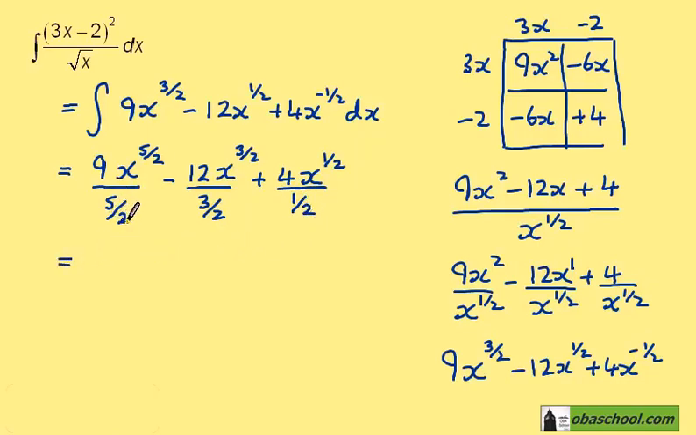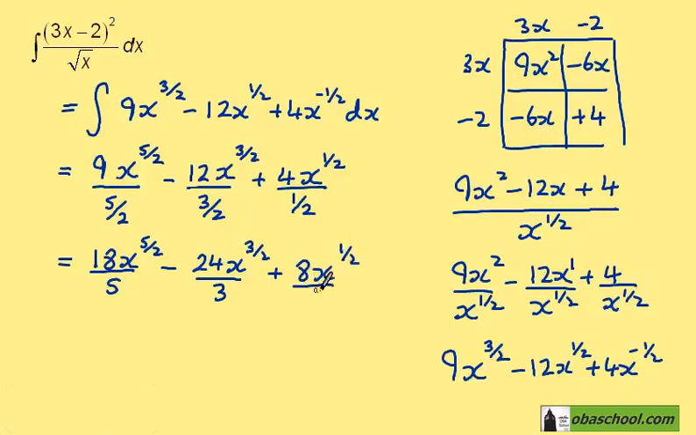Dividing by a fraction, so the fraction flips upside down, the 2 will go to the top, multiplying the 9, giving 18, and the 5 stays on the bottom. Here, the 2 will flip to the top, multiplying the 12, and the 3 stays on the bottom. And here, the 2 will flip to the top, multiplying the 4, giving 8, and the 1 stays on the bottom.